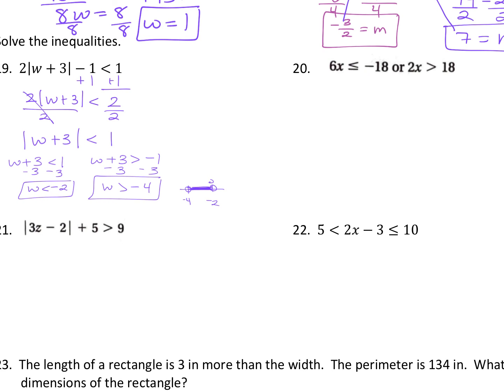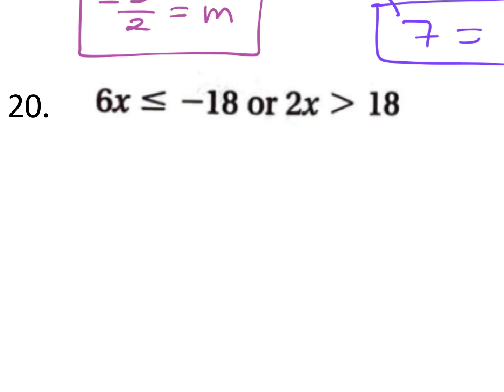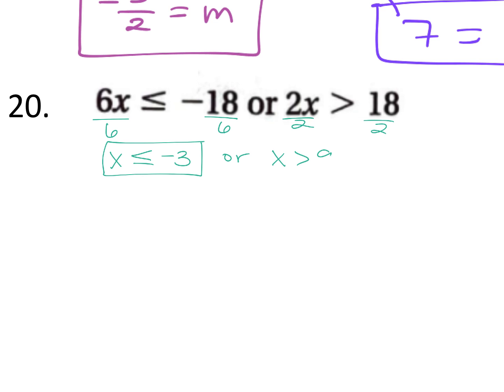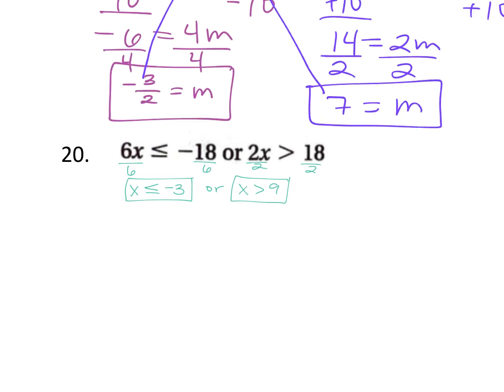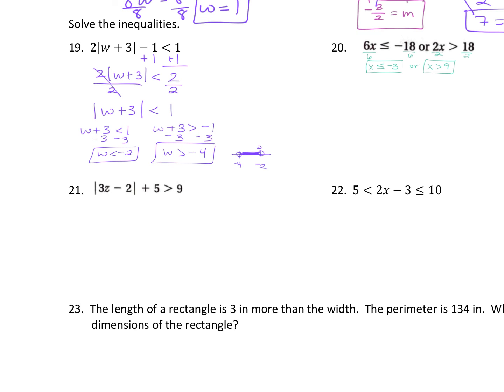All right, how do you solve 20? Yeah, divide, right? There's no absolute value here, so we're just going to divide. X is less than or equal to negative 3. Or divide by 2. X is greater than 9. Those ones are lovely, huh? Short and sweet and to the point.